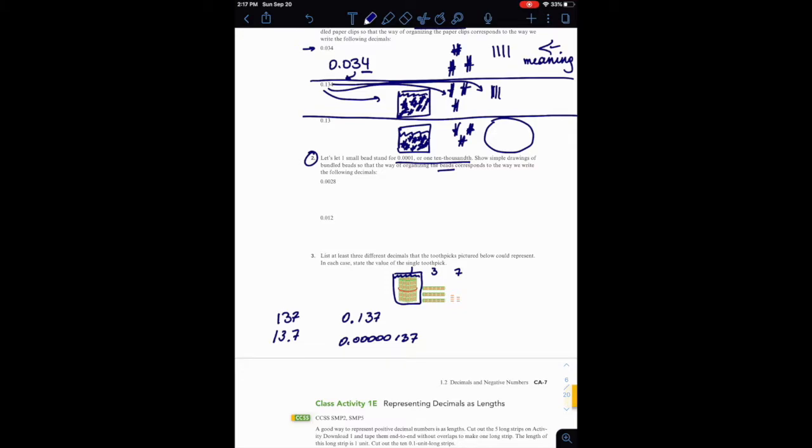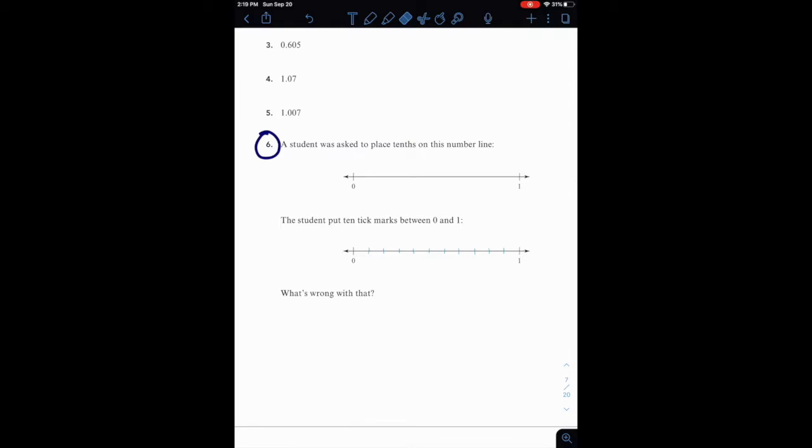Sure. We're going to skip doing this. You can if you'd like. The materials are in the back of your book. You can make a copy and cut them up. What we're going to do is take a careful look at if a student was asked to place tenths on this number line.